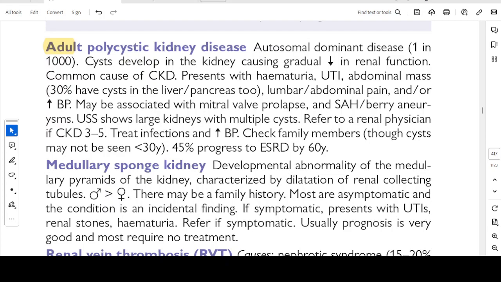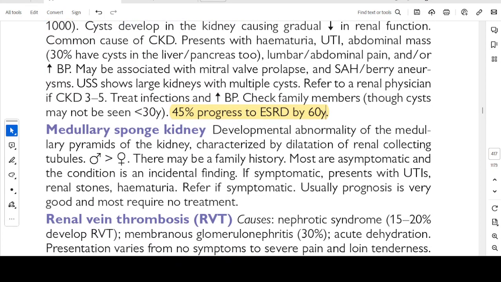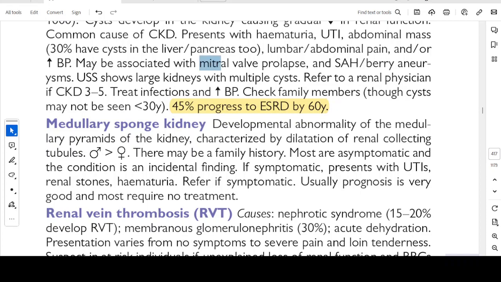Refer to a renal physician if CKD grade 3 or 5. Treat the infections and the high BP. Check with family members. Though the cysts may not be seen in less than 30 years, you have to check with the family members. 45% progress to ESRD by the age of 60 years. Associations are mitral valve prolapse, SAH and berry aneurysms, subarachnoid hemorrhage or berry aneurysms.